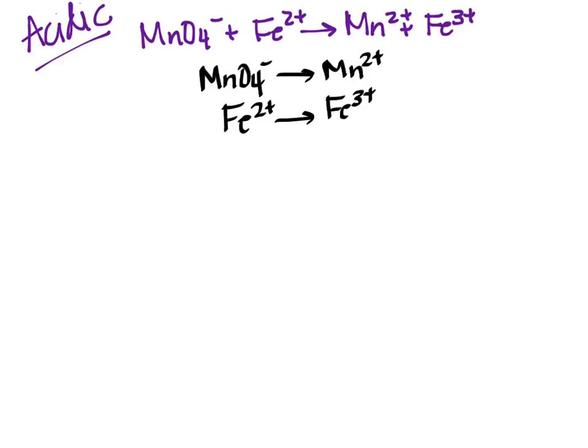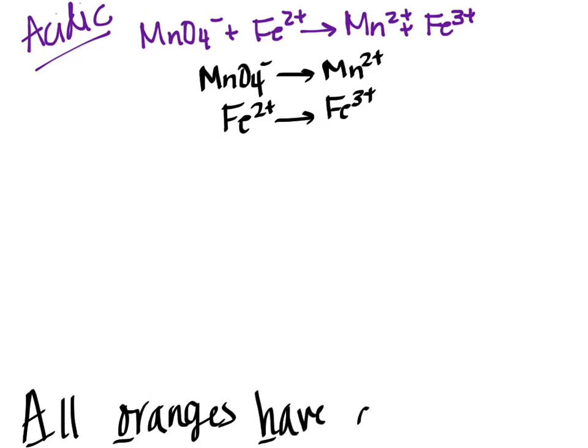So we have a saying that is, all oranges have citrus energy. And that just tells me how we're going to balance these equations. So when you see all, what I mean is to balance. So you have all, and then you have oranges have. So A is balance everything except for oxygen and hydrogen. And then oranges stands for oxygen, have stands for hydrogen.